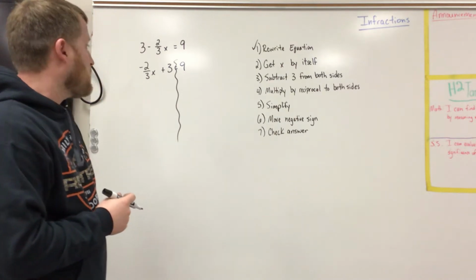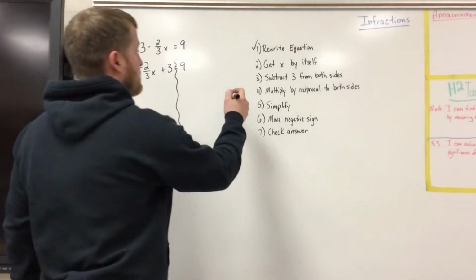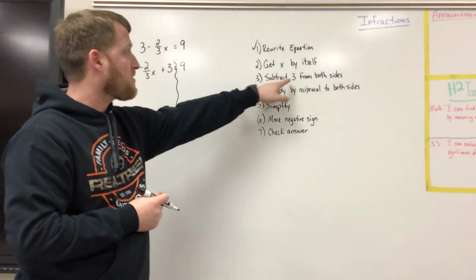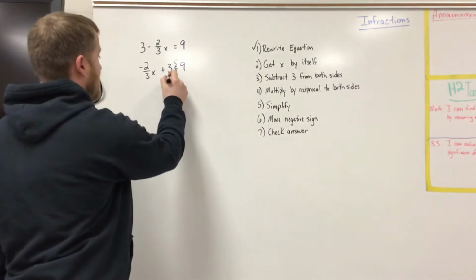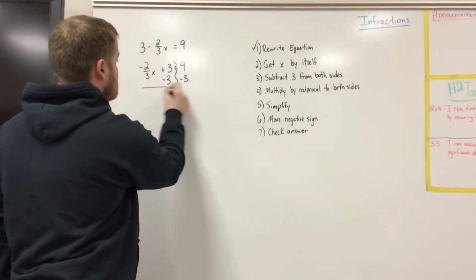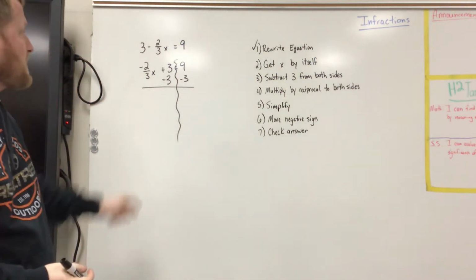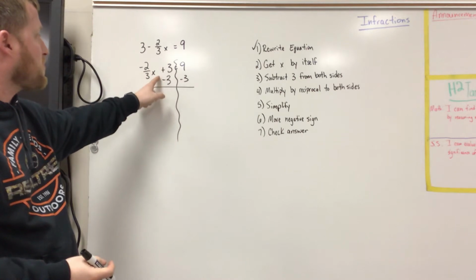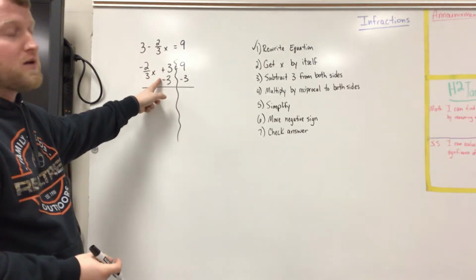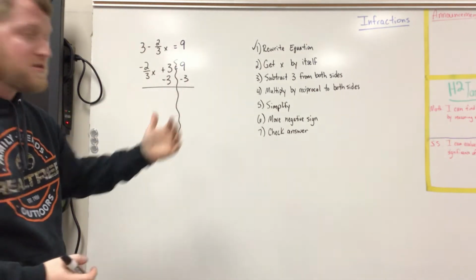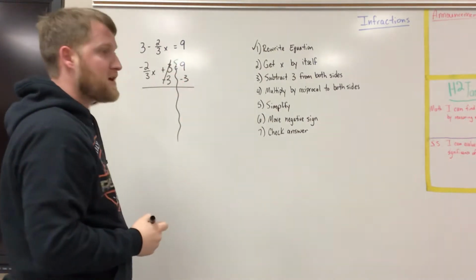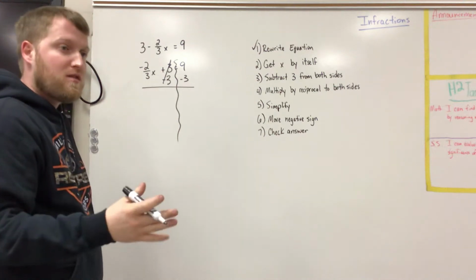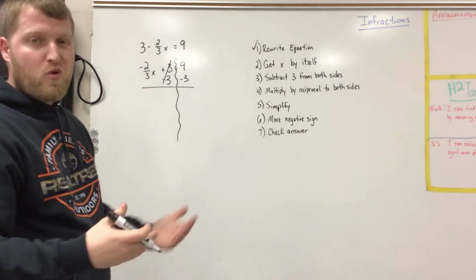First thing, get x by itself. In order to do that, we must subtract 3 from both sides. We're adding 3, so subtract 3 from both sides. Now we have plus 3 minus 3, or just 3 minus 3. Well, 3 minus 3 is 0. I'm not going to write 0; I'm just going to cross through it to show that it is gone. It has simplified to nothing, so no point in rewriting it.